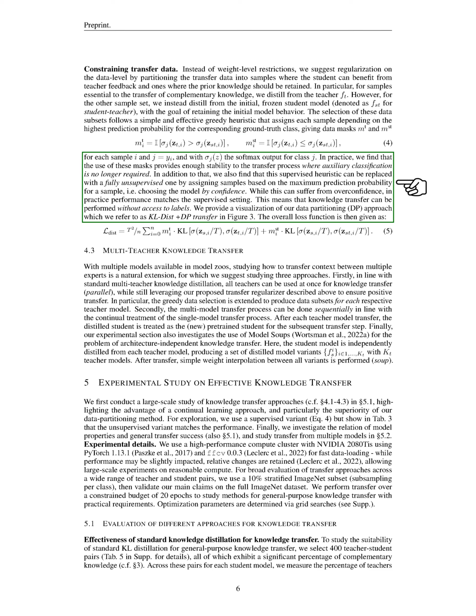In practice, we find that this method provides enough stability to the transfer process where auxiliary classification is no longer required. We also find that this supervised heuristic can be replaced with a fully unsupervised one by assigning samples based on the maximum prediction probability for a sample. This means that knowledge transfer can be performed without access to labels. Finally, we provide a visualization of our data partitioning approach, which we refer to as KL dist plus DP transfer. The overall loss function is then given as a combination of the KL divergence for the teacher and student models, weighted by the data masks.